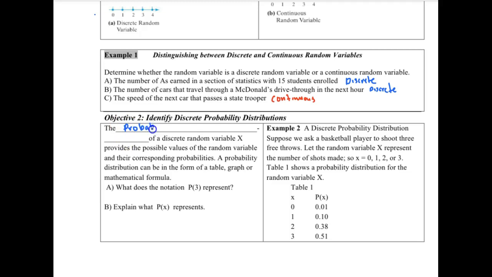The probability distribution. And so what we're interested in is, once we know what the random variable is, what are the probabilities of some numerical event occurring. And so we would use a probability distribution that looks like right here. It's a table of values. We've seen this before. We've talked about this being a probability model before.